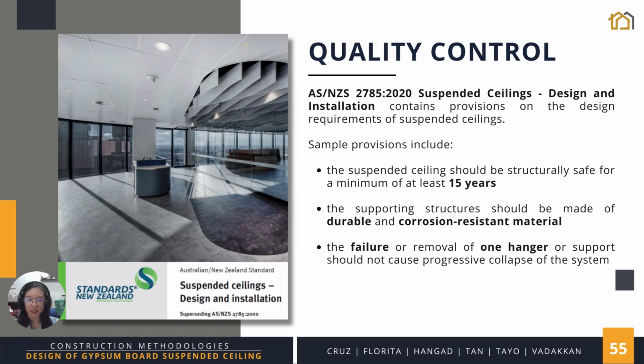On the other hand, the Australian standard focuses more on the design and installation of suspended ceilings. Some of its provisions include designing the ceiling such that it is structurally safe for at least 15 years, making the supporting structures out of durable and corrosion-resistant materials, and designing the ceiling such that the failure or removal of one hanger or support should not cause the progressive collapse of the whole ceiling.